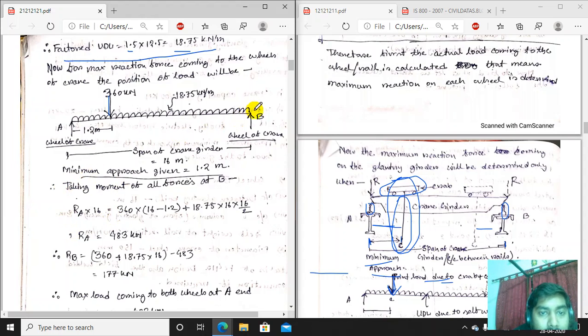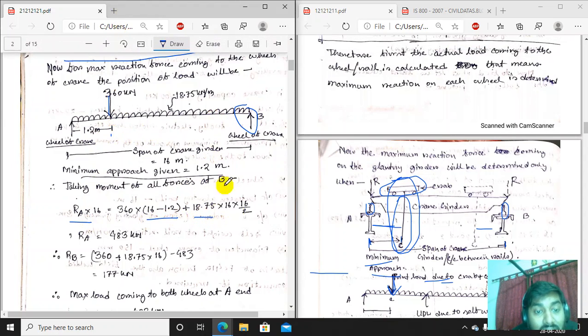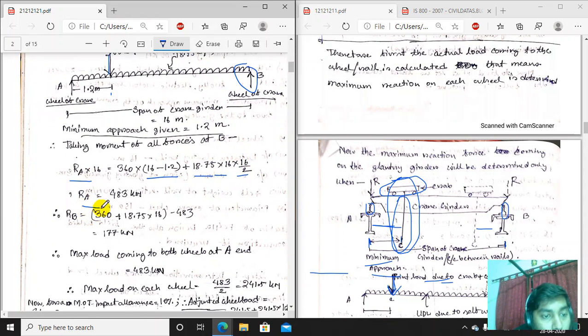So taking moment at B position. RA into total length 16, minus the load into the distance, 16 minus 1.2, plus 18.75, this is the UDL, so W into L into L by 2. So RA we are getting 483 kilonewton, and similarly RB we are getting 177 kilonewton.